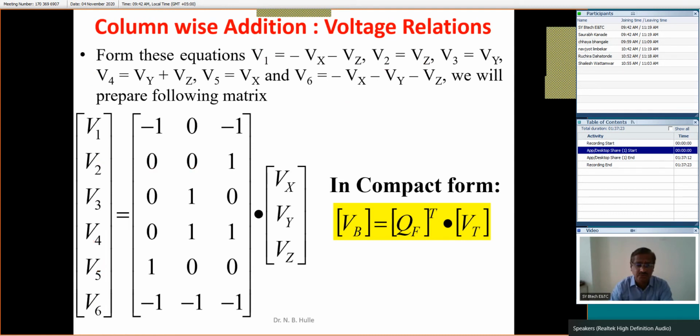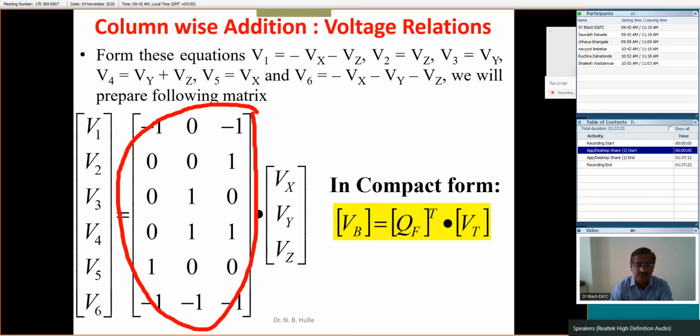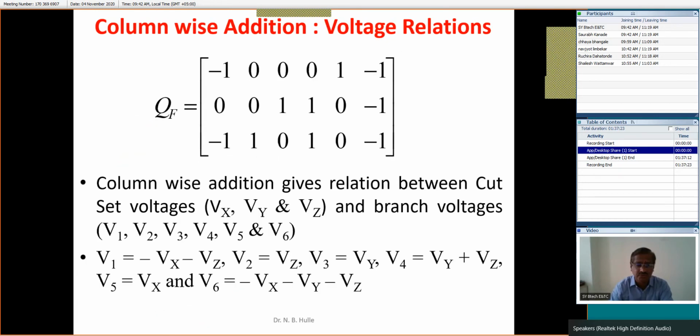Now look at, if we are comparing this matrix with the previous matrix, which is this, what is the similarity? Now look at this row. What is this row?